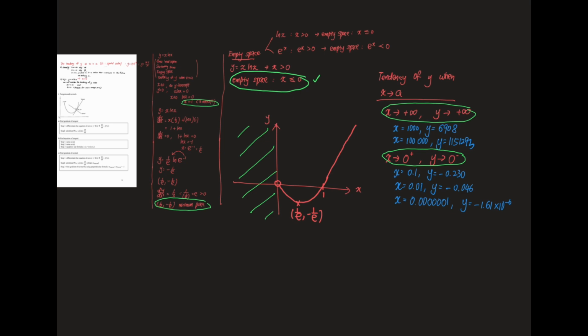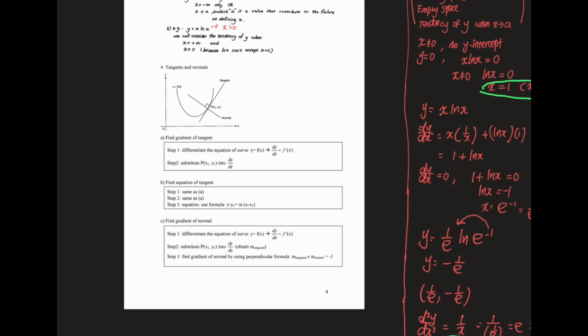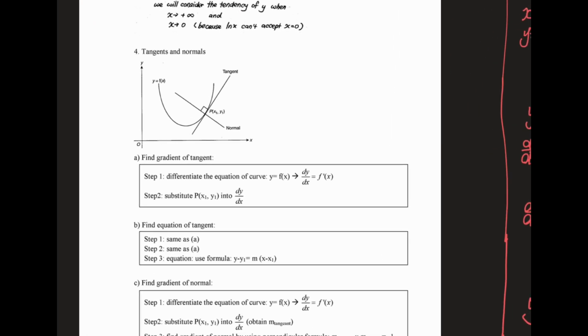Now let us continue with the applications. Number 4, tangents and normal. Okay, so you can see tangent is a line that touches the curve at one point, let's say point P, with coordinate x1, y1. So this line which touches the curve at one point is known as tangent. Normal is the line that passes through the same point, but it is perpendicular to tangent.